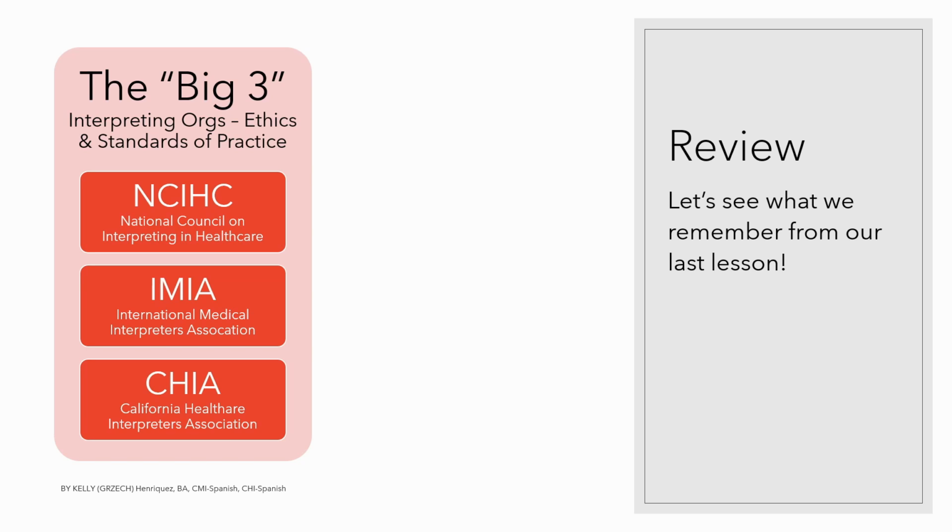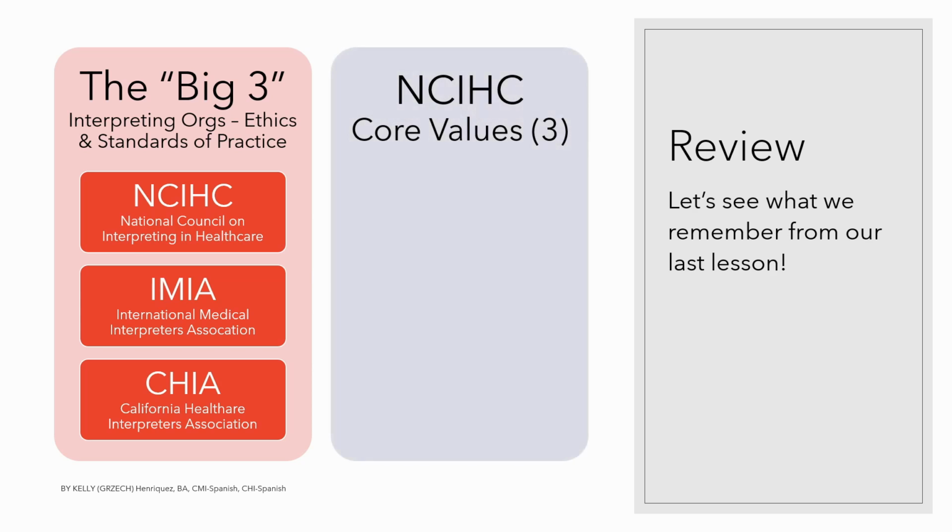But when it comes to the NCIHC Code of Ethics, we also have something called the 3 core values, or as I put them here, the NCIHC Core Values 3. So the first one is beneficence. This has to deal with the health and well-being of the patient. These are things that you should always have in mind. They're kind of like the 3 overarching principles above the code of ethics.